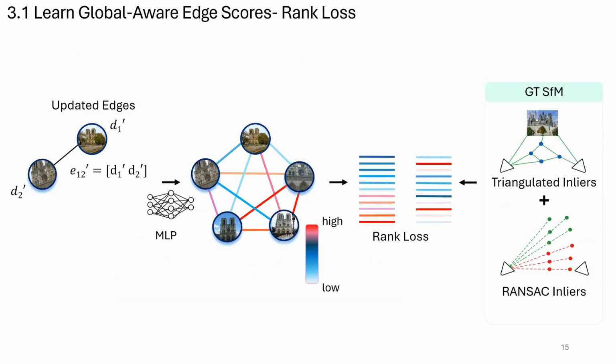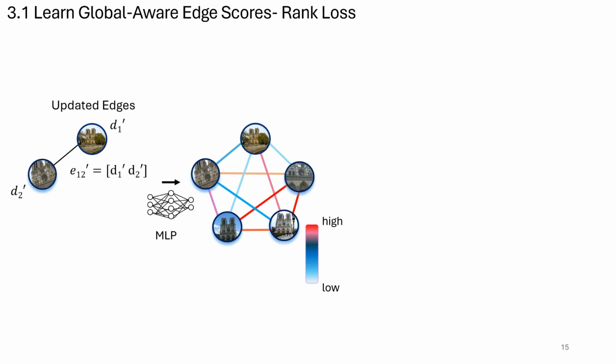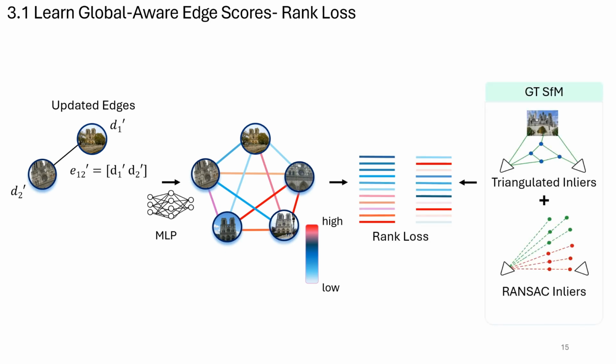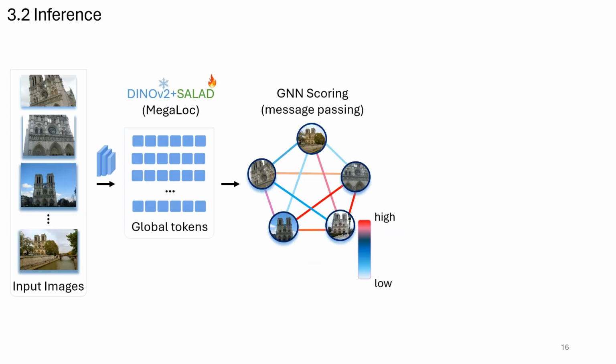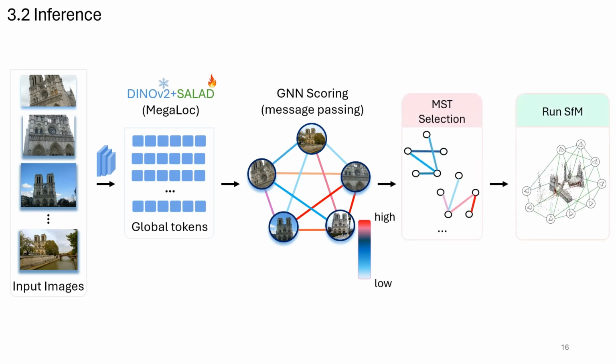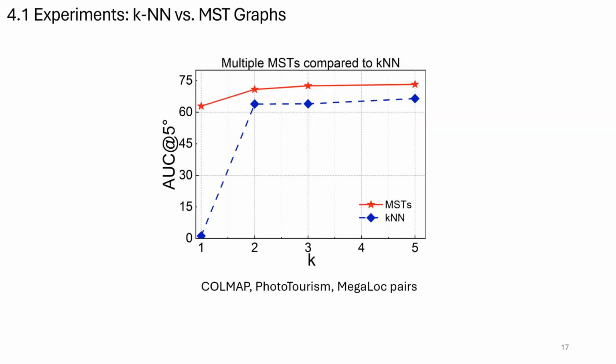In terms of the training objectives, we do not care about the real numbers of the scores. We focus on the correct rankings of the edges. We obtain the global scores from running structure from motion as a supervision, where we count the number of co-visible inliers in 3D, and also RANSAC inliers. At inference time, based on the ranked edges, we build multiple minimal spanning trees and then run structure from motion on top. We have learned the method.